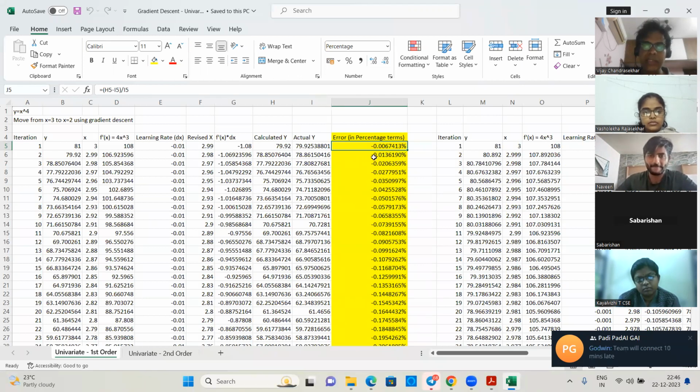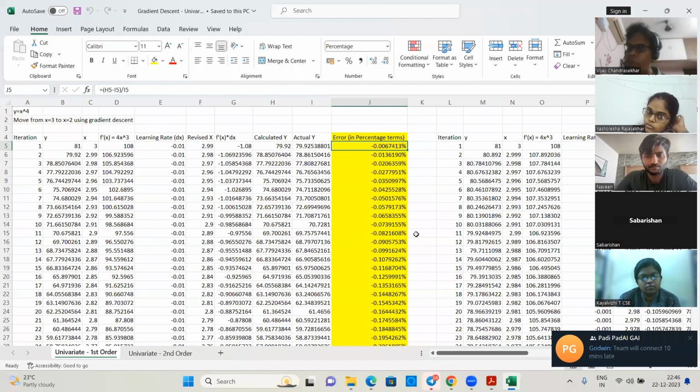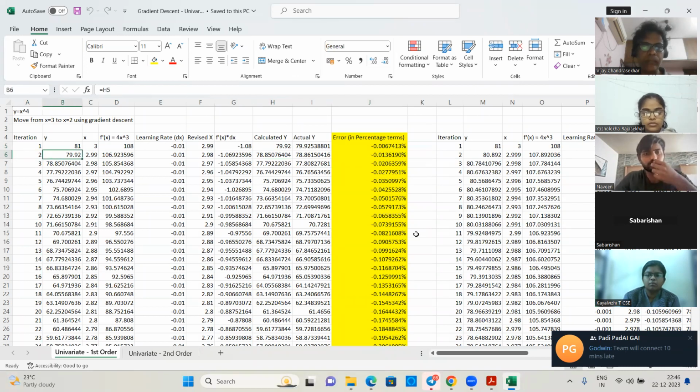So in this particular case, how do I calculate error? It's simple. Calculated minus actual by actual multiplied by 100%. Okay, you don't see a multiplied by 100% because in Excel, I've designated this column as percentage. When you do that, it automatically multiplies it by 100. So you don't need to multiply it by 100 in the cell. Okay, so this is negative 0.006. Now let's look at the next step. What am I doing?